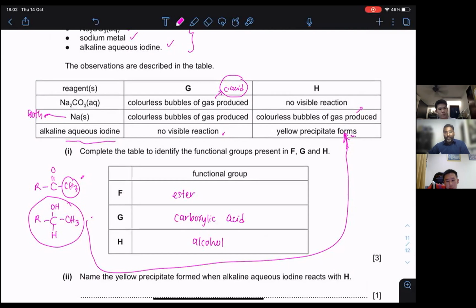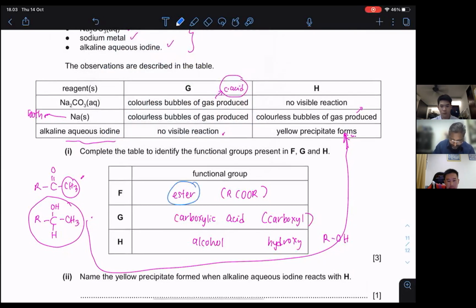Different answers can be accepted. If you write in terms of RCOOR, it is accepted. Carboxylic acid, if you say carboxyl, also accepted. Alcohol, if you say hydroxy, or you write down ROH, all accepted. So anyway, I think this is the answer that you should get. But if you don't get it, the other answers are acceptable as well.